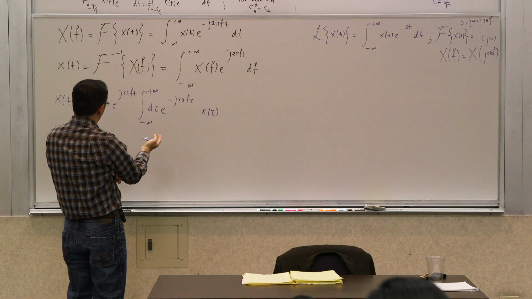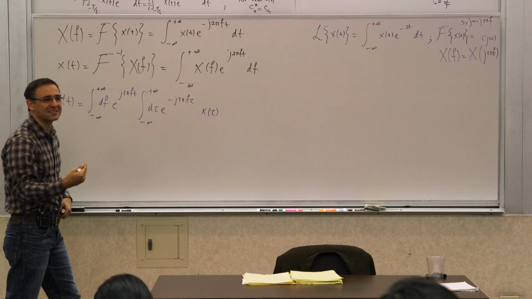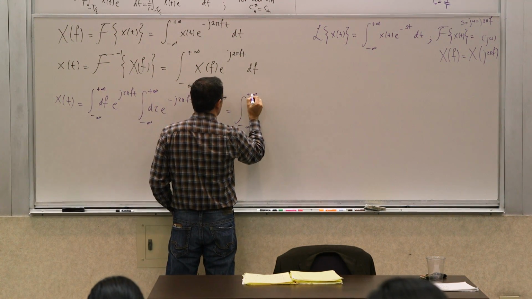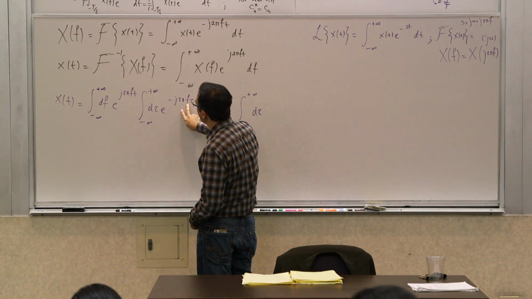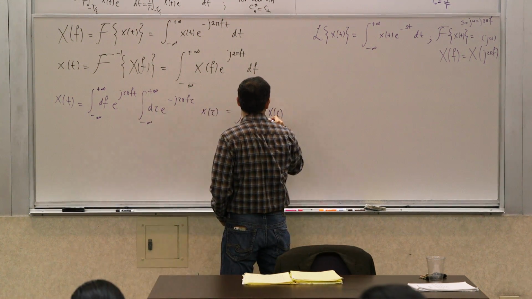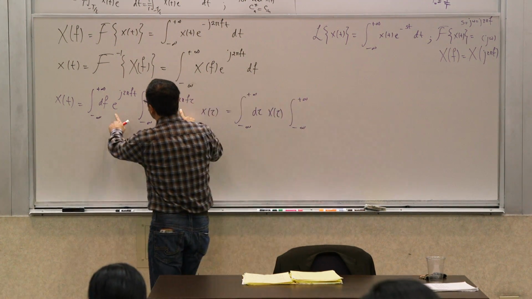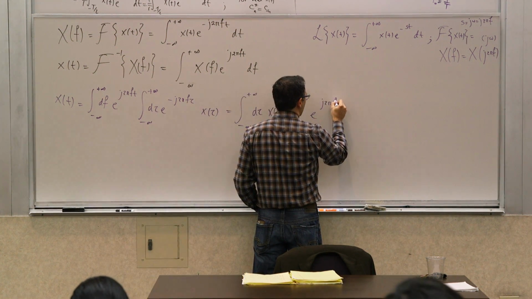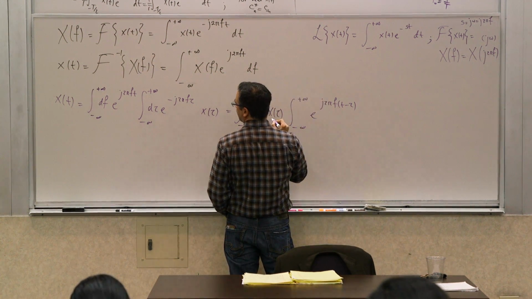Usually when you have these two integrals, you put one inside the other, you want to switch the order and see what happens. So you swap these two integrals. I get the integral from negative infinity to positive infinity of d tau. And then this is a function of both t and tau. They remain there, so I get x of tau. And then what's left here is the integral from negative infinity to positive infinity of the product of these two, which gives me e to the j 2 pi f (t minus tau) df.